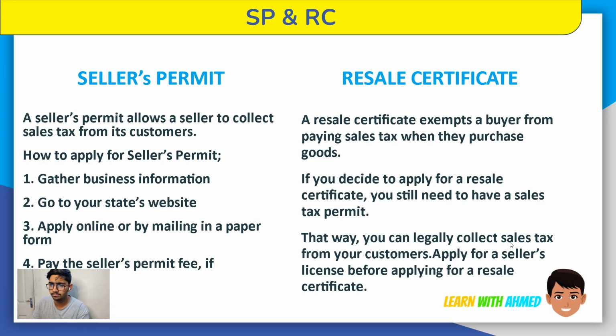Now mostly people are confused about what is a seller's permit and the resale certificate. A seller's permit allows a seller to collect sales tax from its customer. How to apply for a seller's permit? Gather business information, go to the state's website, apply online or by mailing in a paper form, pay the seller's permit fee if applicable. Whereas a resale certificate exempts a buyer from paying sales tax when they purchase goods.